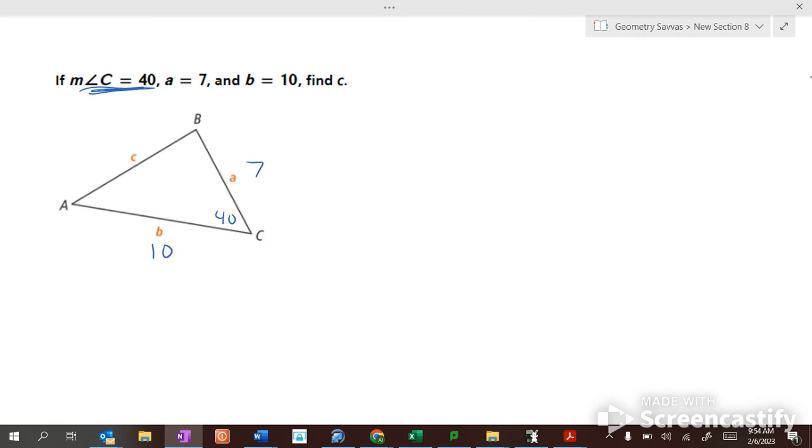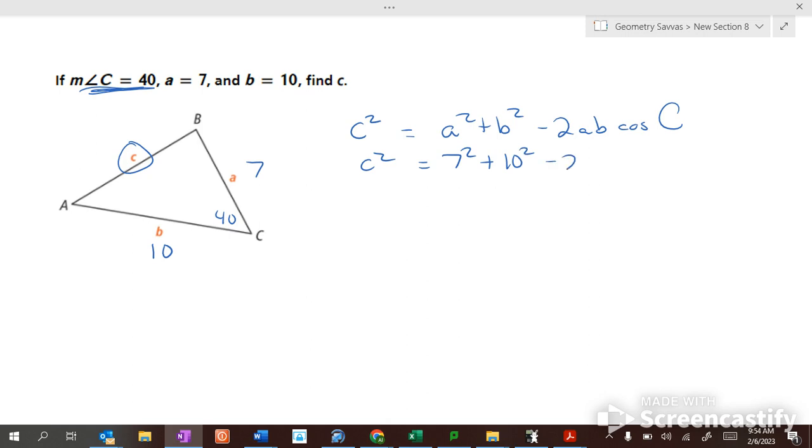Law of cosines, I want to figure out what C is, so I say C squared all along on this side equals A squared plus B squared minus 2AB cosine of C. So C squared equals, what do I put in for A? 7 squared. What do I put in for B? 10 squared minus 2 times 7 times 10 cosine of 40.